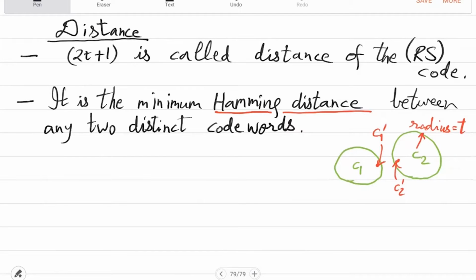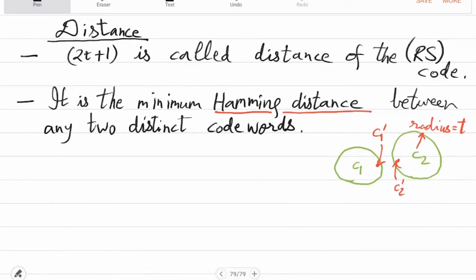So now when this code word C1 is sent on the channel, then this might shift to this position, C1 prime, right? And C2, when sent over an erroneous channel, may shift here, C2 prime. So C1 may actually shift closer to the ball around C2, and C2 may shift closer to the ball around C1. So they are getting very close, and if these two balls had an overlapping point, then you will not be able to decode, because that point will correspond to two code words. But in this case, it's okay because the nearest code word to C1 prime is still C1, right?